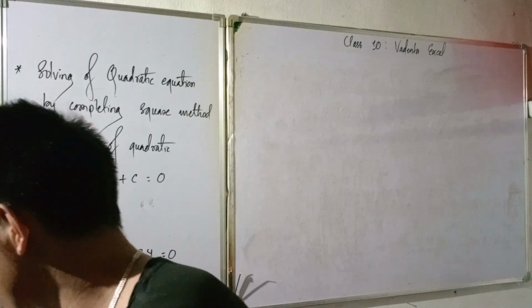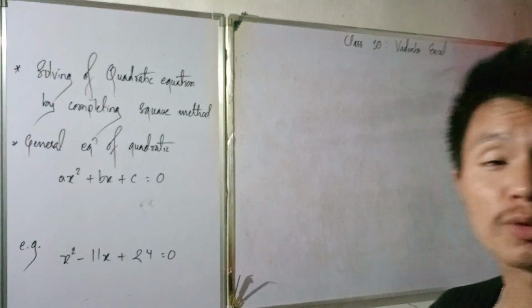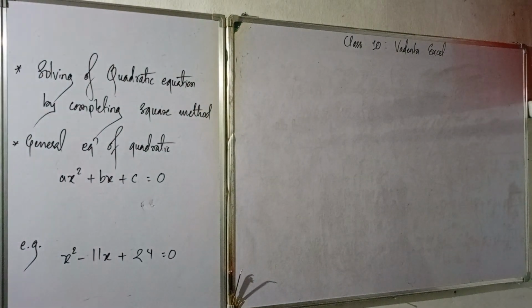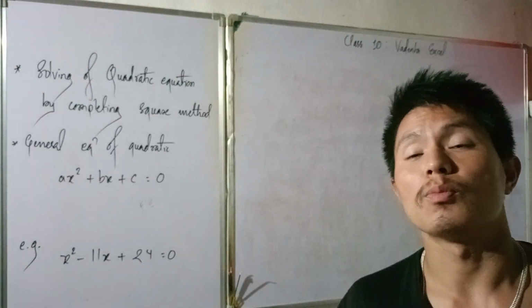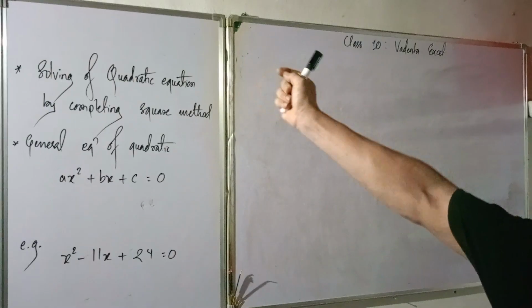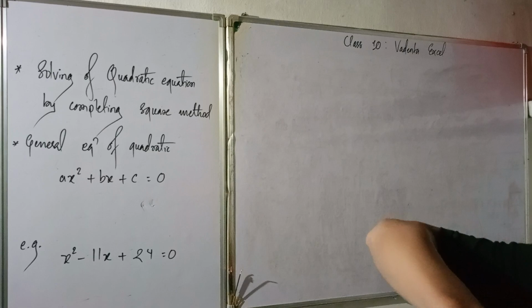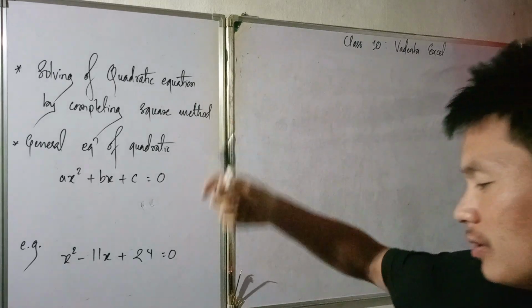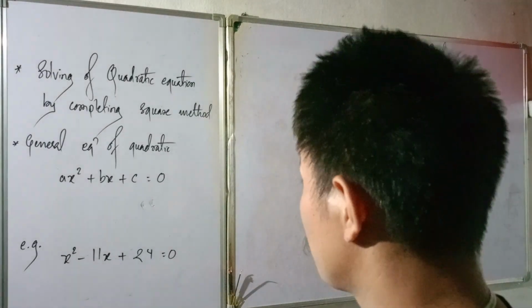In the previous one, we learned about solving quadratic equations by the factorization method, which I think is the more convenient way to solve quadratic equations. Now we come to another part, that is by using the formula.